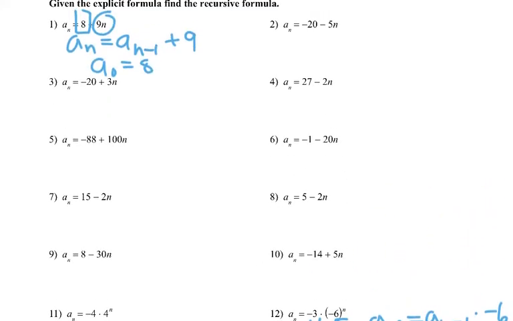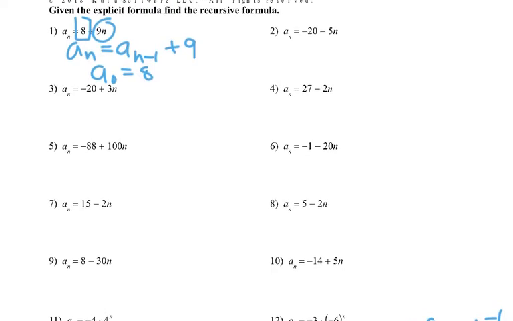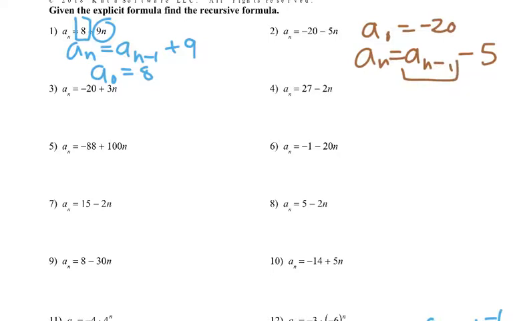So, let's take a look. Number 2: a sub n equals negative 20 minus 5n. So a sub 0 equals negative 20, and a sub n equals a sub n minus 1 minus 5. Remember that a sub n minus 1 is a term. It's all together. That minus 1 isn't really a number; it's telling us a position.